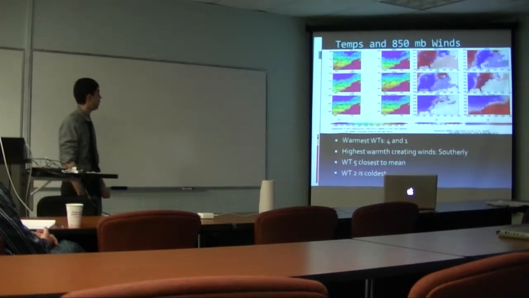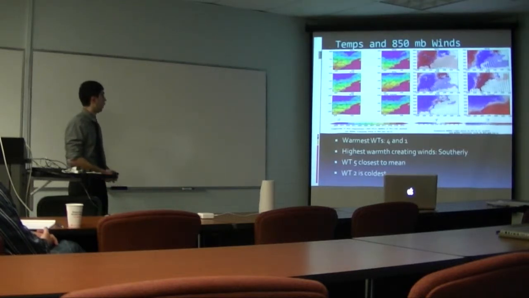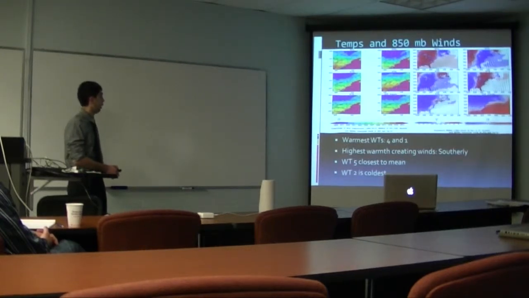What we can see here is that WT1 and 4 are the warmer ones, WT2 and 3 are the colder ones, and then WT4 is the warmest. WT5 is fairly close to the mean again.